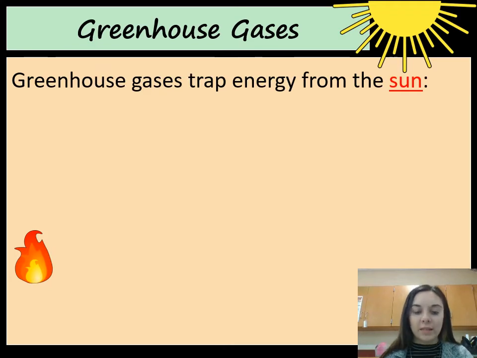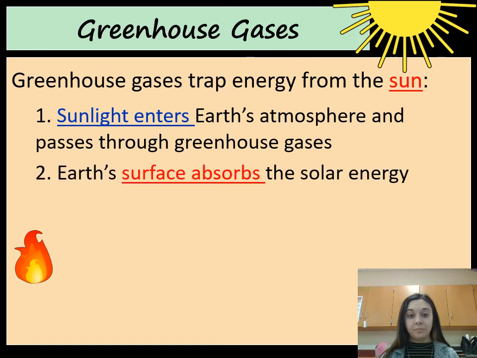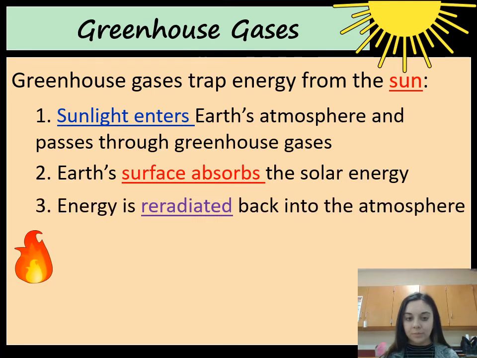So greenhouse gases trap the energy from the sun. They're kind of above in the atmosphere. So here's the Earth, and the atmosphere is here, kind of a blanket around the Earth. Those gases get trapped in there. Okay? Sunlight enters the Earth's atmosphere and passes through those greenhouse gases. Okay? The surface of the Earth is going to absorb that solar energy. It's going to be absorbed through pavement or grass or whatever is on the Earth, through the ocean.